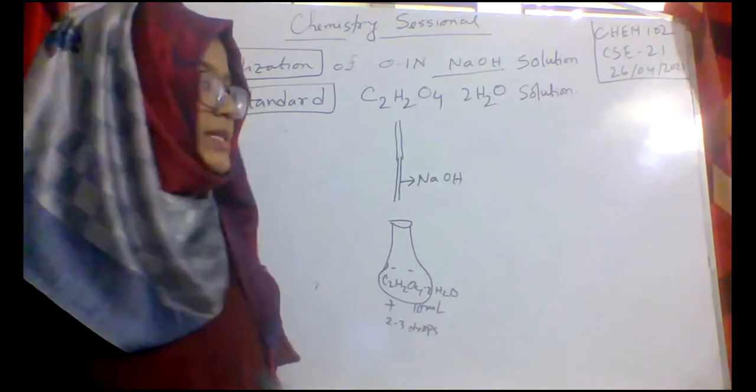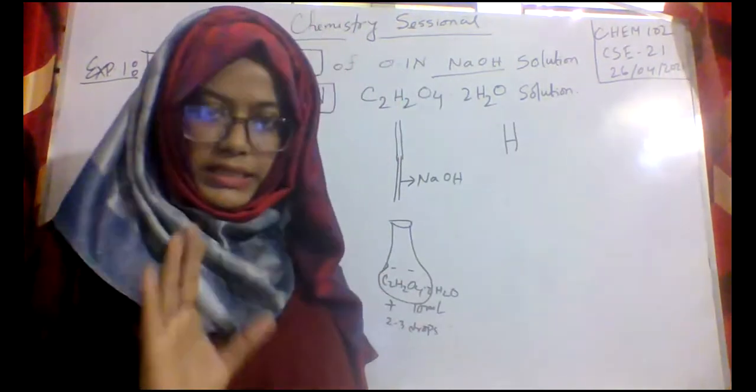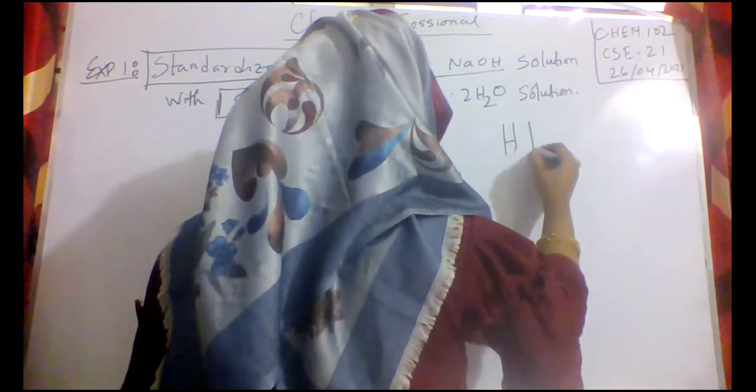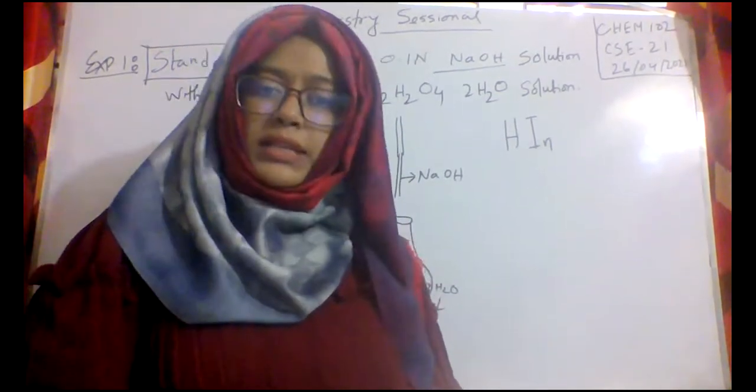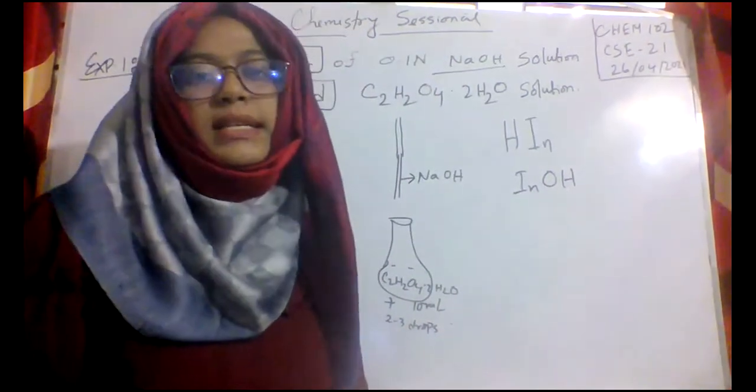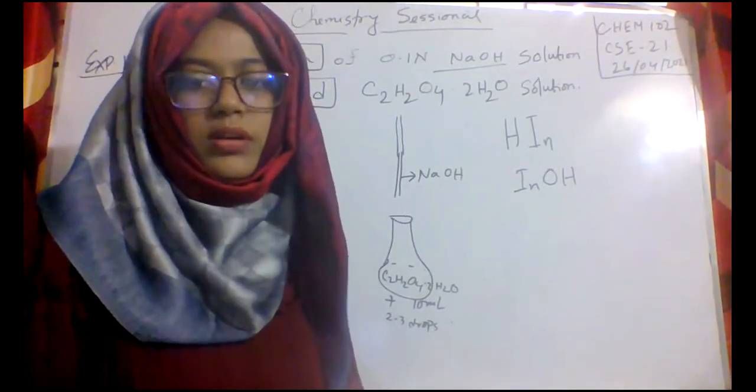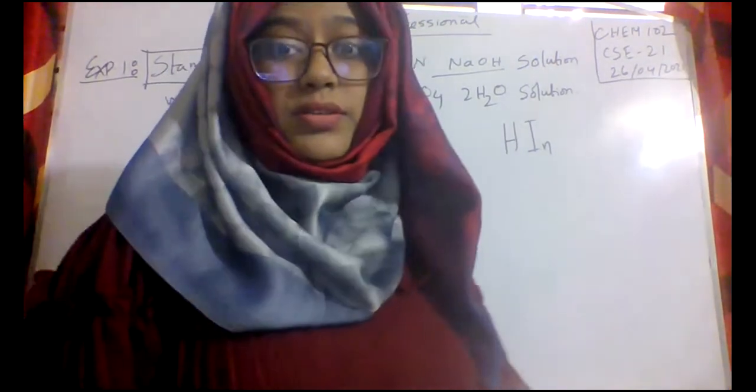In the case of a weak acid, we write it in short form. H for the acid indicates an acid having H+ ion, and for an indicator we use HIN. It means an acidic indicator. If we write INOH, it means a basic indicator, like methyl orange. This is a short form because the phenolphthalein indicator has a large structure.